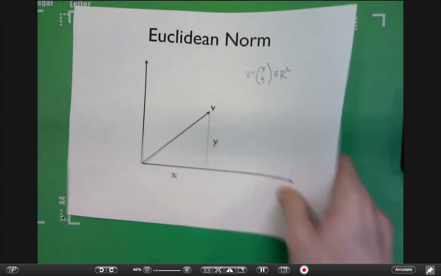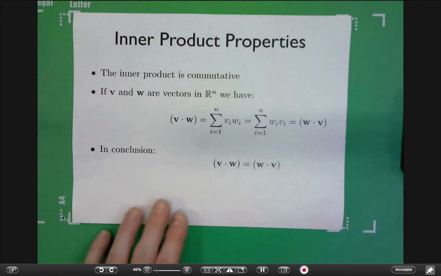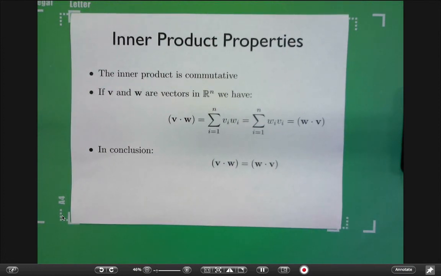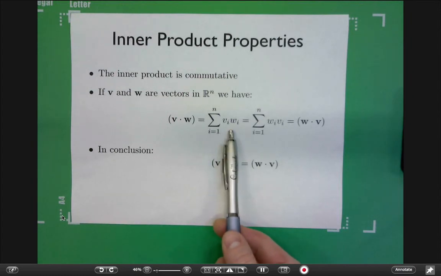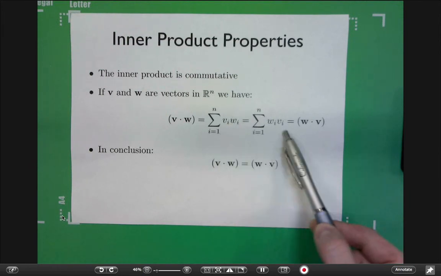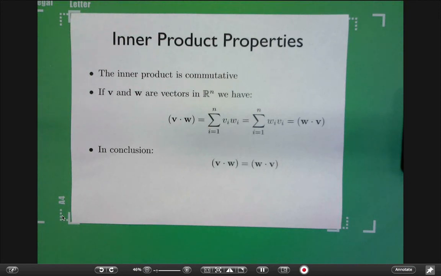Now, there are lots of properties of the inner product. We have defined the inner product, so we can ask ourselves what properties it has. For example, it has this important property called commutativity, which means it doesn't matter if you do v dot w or w dot v. Why is that? That's trivial, because multiplication in the reals is commutative. So I can just flip it here and I get the opposite inner product. That was like a 15-second proof.